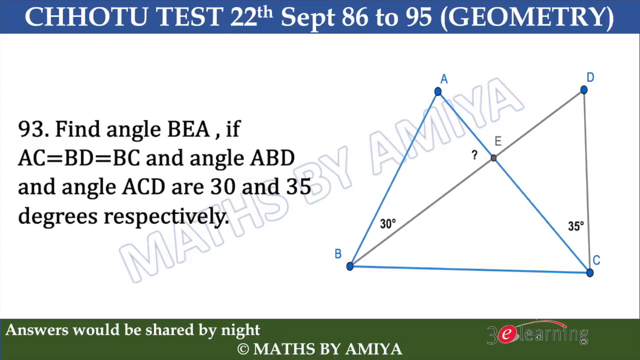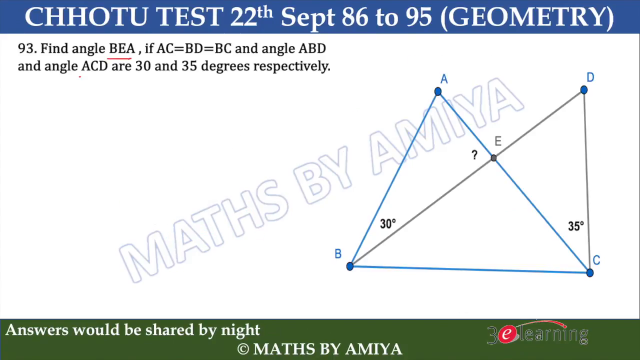Question number 93 is quite easy. You need to find angle BEA. So simply, assume BEA is theta and draw AC equal to BC. If we work on triangle ABE first, this one is 30 degrees, this one is theta, and we know this one is nothing but, to make 180 degrees, 150 minus theta.